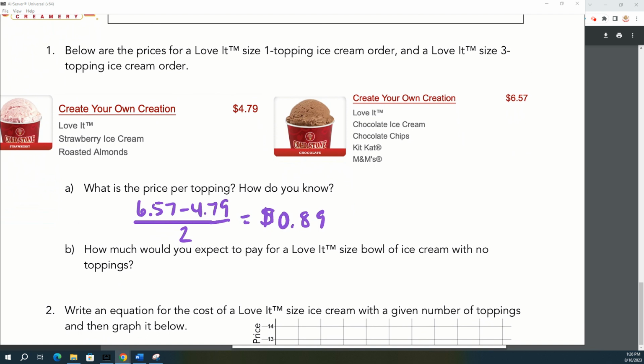All right. And then how much if you just get ice cream with no toppings? So that's taking one topping price and subtracting how much one topping costs. Very good. All right. No. That first one is two toppings, right? Strawberry ice cream. Okay, it's okay. You're fine.